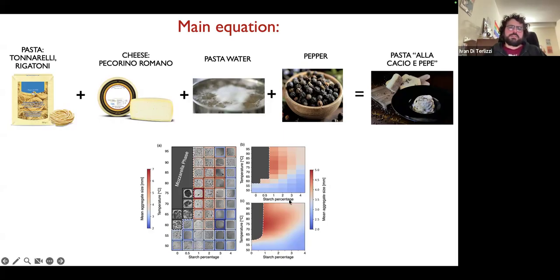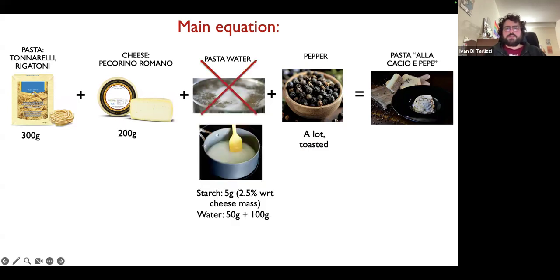And the idea is that, look here, this region is a region where you are far enough from the critical line where you end up in the mozzarella phase, meaning that if you prepare a sauce with the cheese with this concentration of starch, you should be fine while cooking. And in order to do so, again, no pasta water, but a gelatinized starch with a mass with respect to the cheese mass of 2.5%.